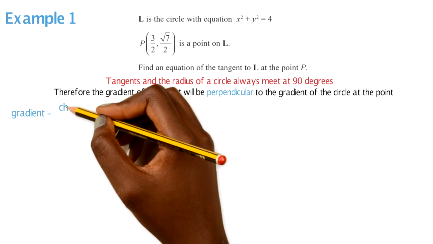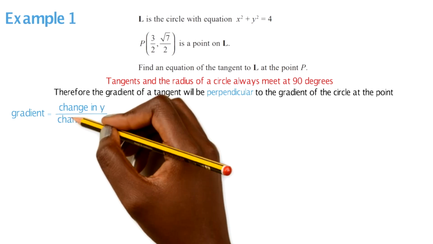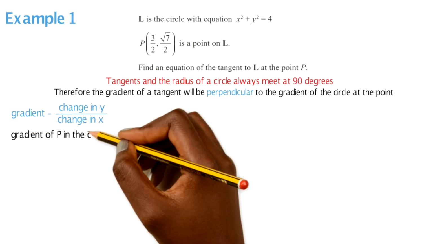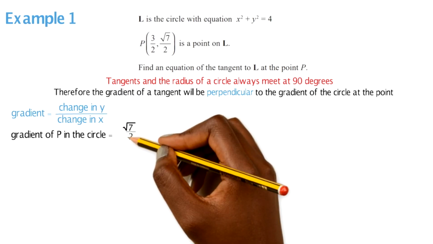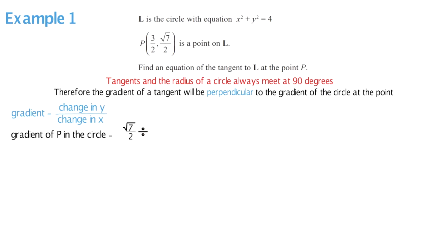To refresh your memory, to work out gradient, we do the change in y divided by the change in x. So what we need to do now is work out the gradient of point P. To do that, we're going to do the y value, which is root 7 over 2, divided by the x value, which is 3 over 2. One thing you should note is that we're dividing fractions here, which I have a video and a link below to refresh your memory.